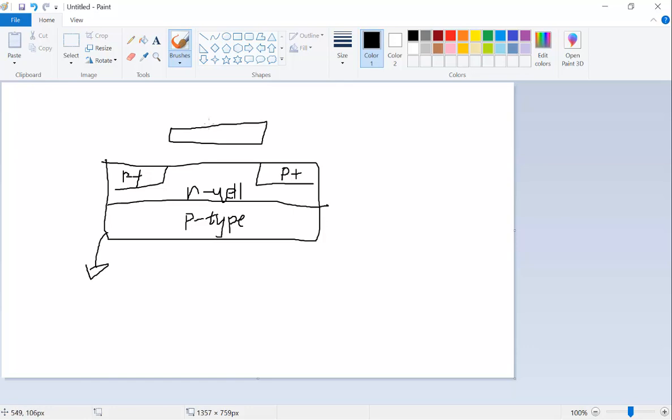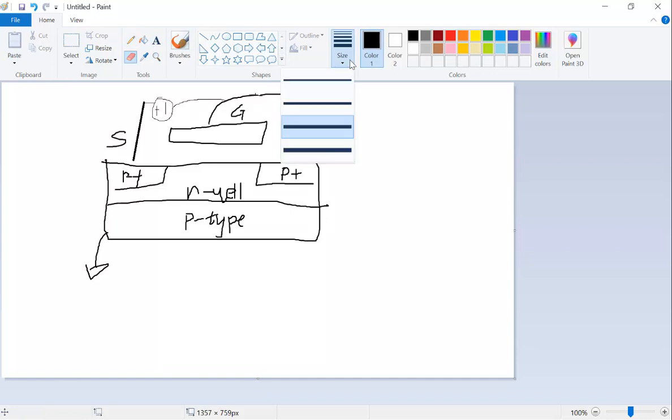So if you put a voltage here, for example, this is source, this is drain, this is gate. For this case, we are not looking at VGS. Instead, we look at VSG. Keep in mind, VSG. VSG means S has a higher potential and G has a lower potential. All right.